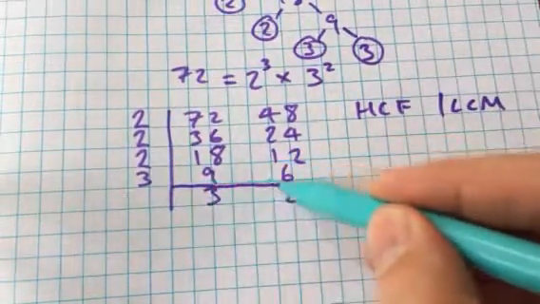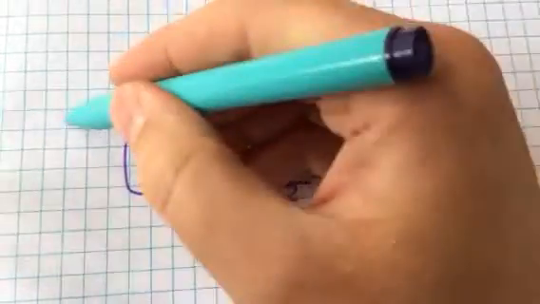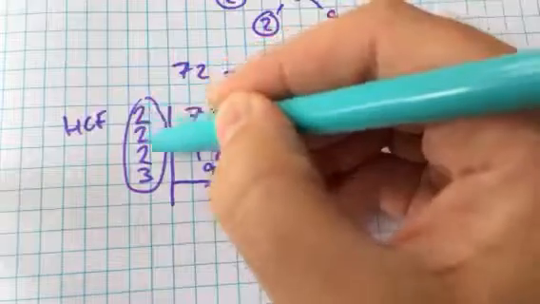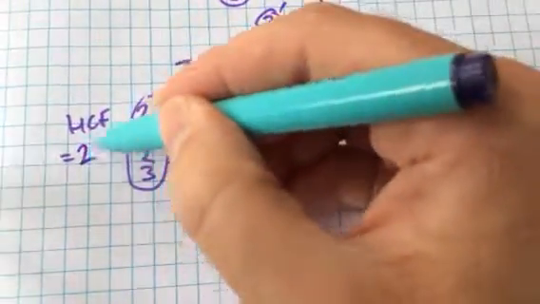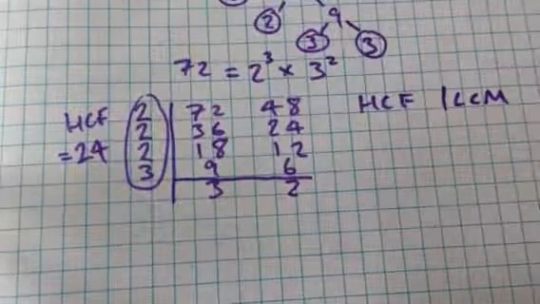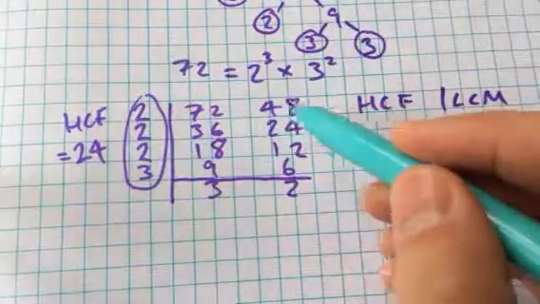So I draw a line there. Now those become my highest common factor when I multiply them. So 2 times 2 times 2 times 3, which is 24. And that'll give me the highest common factor of 72 and 48.